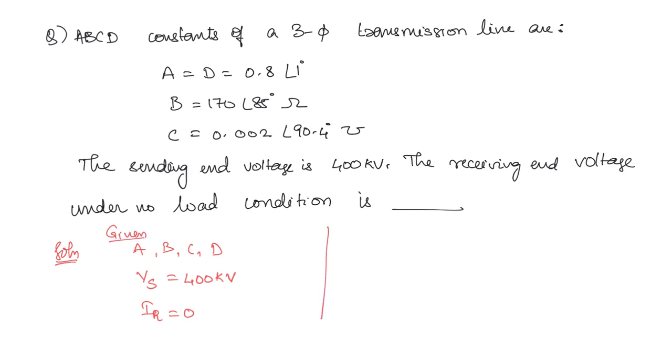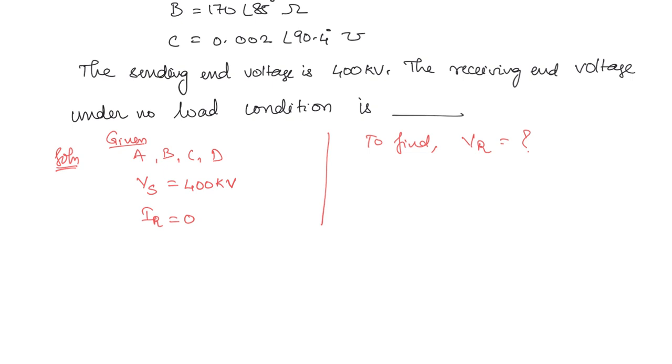What do we need to find? We need to find the receiving end voltage VR. First and foremost, whenever you are solving a power systems problem, you need to understand that the voltage that will be given will be the line voltage. See, here nothing is mentioned, and when nothing is mentioned, it means that it is a line voltage. Okay, so this is by default. So here this is the sending end voltage. If it is 400 kilovolt, it means that it is the line voltage.